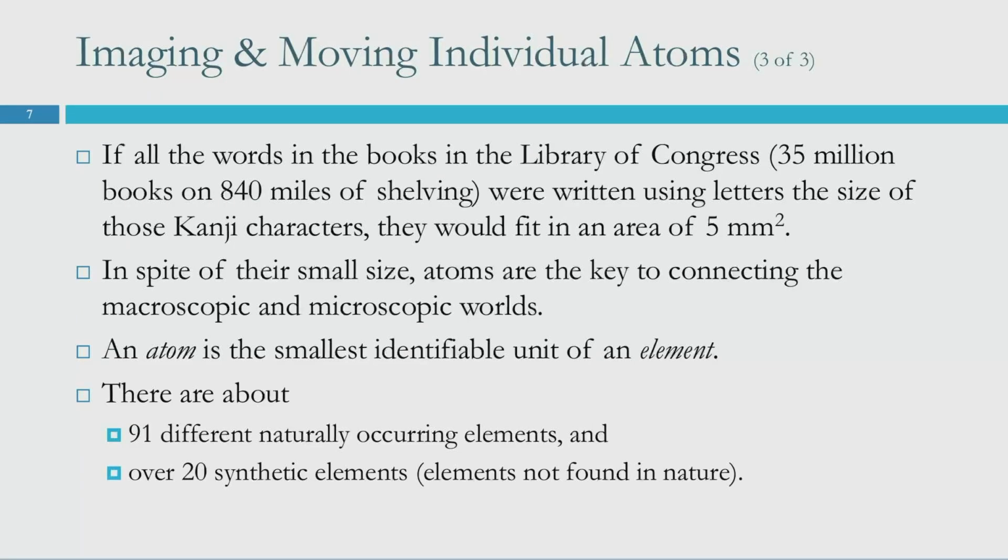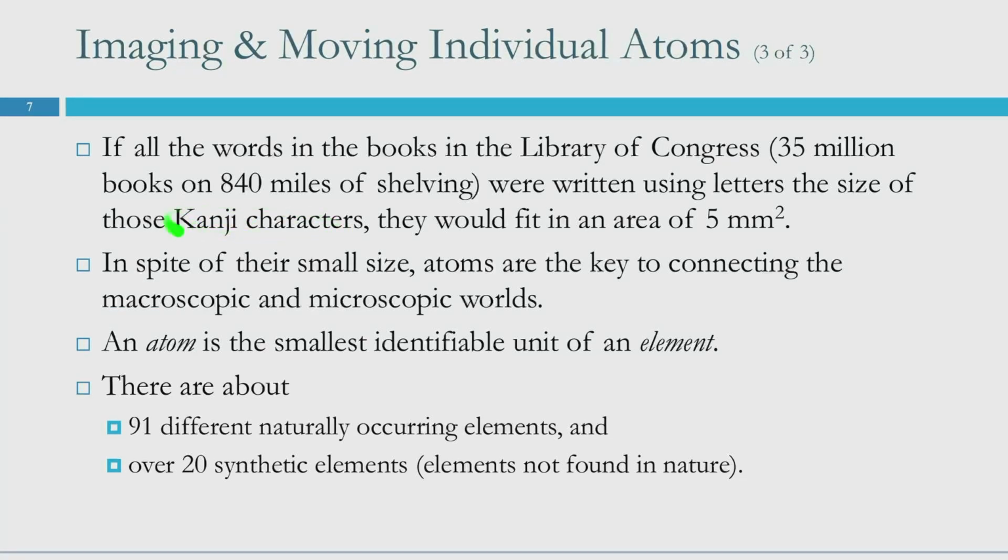If you wrote all the words in the books in the Library of Congress, which is apparently 35 million books, if you wrote those letters in the size of those kanji characters, then all the words would fit in 5 square millimeters. So like 2.5 by 2 millimeters, like a little tiny pinch. That's the sort of scale that we're talking about with how small these atoms are.